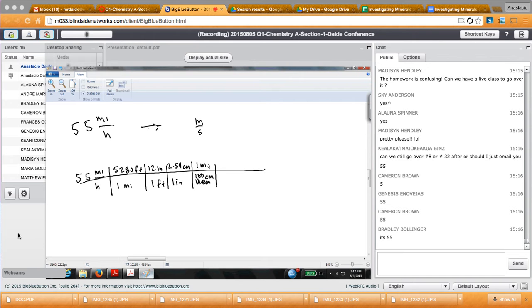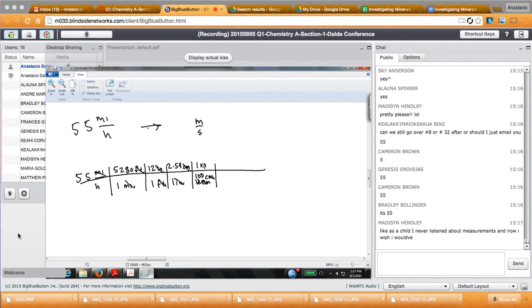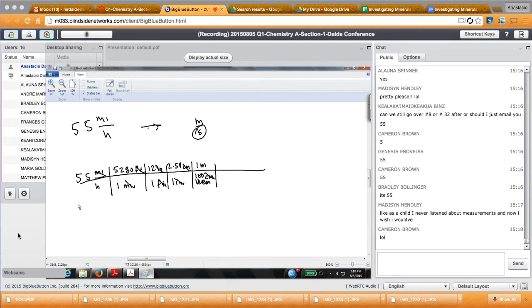So in the end, what are my units? Miles cancel with miles, feet cancel with feet, inches cancel with inches, centimeters cancel with centimeters. My answer has meters in the numerator. Am I done? No, because the question I asked is I wanted seconds in the denominator. And in this answer, I have hours in the denominator.